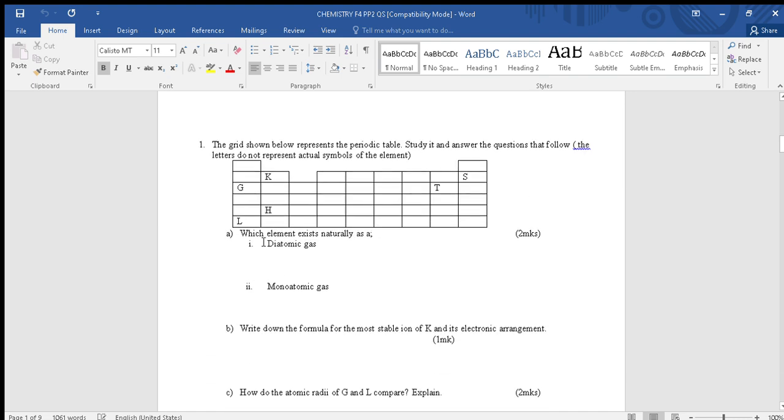Our first question here starts with the periodic table, where you are asked: the grid below represents the periodic table. Study it and answer the questions that follow. The letters do not represent the actual symbols of the elements.